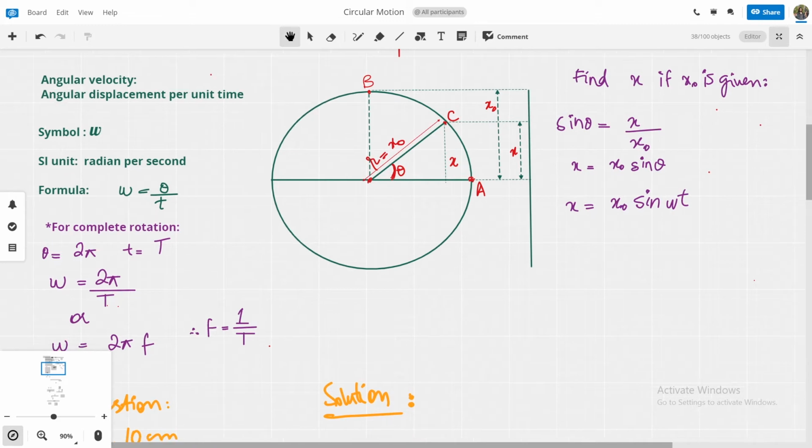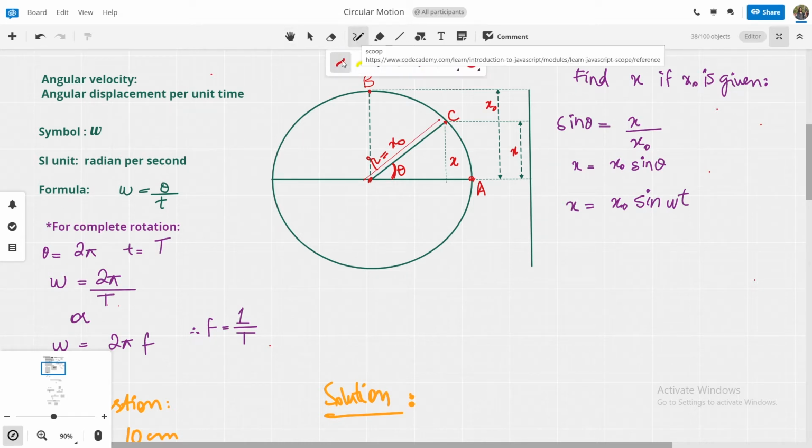Moving on to angular velocity. Angular velocity is angular displacement per unit time. Unit time is seconds, as we deal in SI units. So its symbol is this small w. We often call it omega. So SI units would be radian per second, as it is defined as angular displacement per unit time.